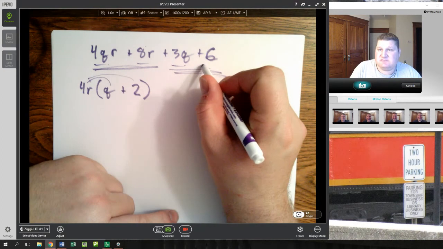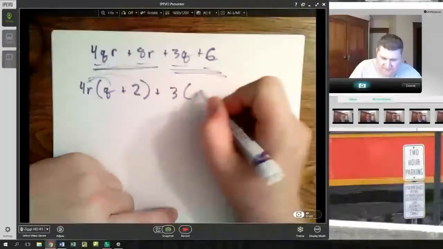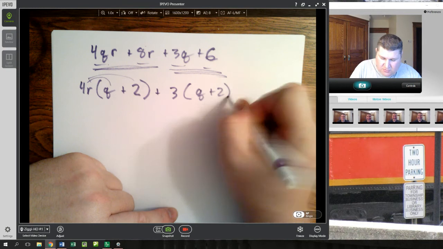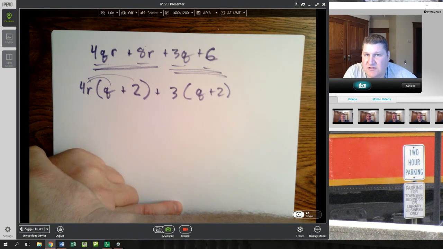Now let's deal with this one. What can I take out of here? Well, I can take a 3 out, leaving Q plus 2. Now, you'll begin to notice the trick. If you haven't noticed it yet, take a look at what I have left. Do you see anything that might be useful?